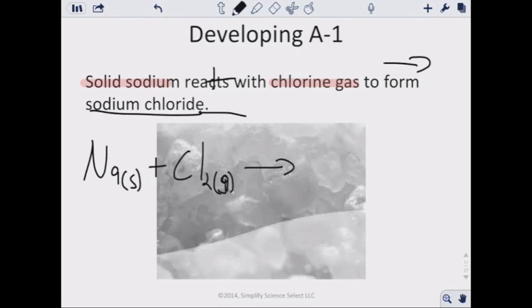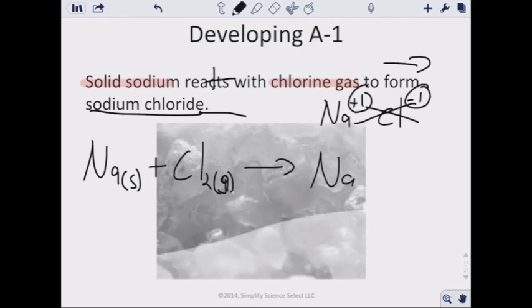Now here's the trick where you got to be able to write the formula. Sodium chloride is not a diatomic, so you have to crisscross. So Na plus 1, Cl minus 1, not plus, minus 1, and then we just crisscross and bring down the numbers to get NaCl, which we'll say is a solid. And that would be our chemical equation.